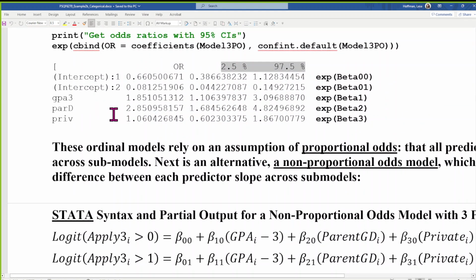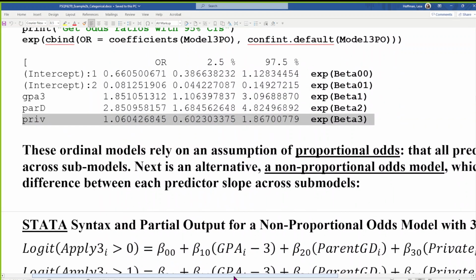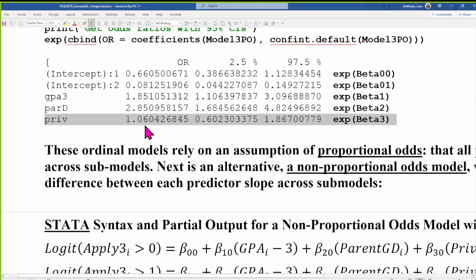So for instance, the last one here, the effect of being in a private college has an odds ratio of 1.06. The fact that this confidence interval overlaps 1 makes it non-significant. In logits, if the confidence interval overlaps 0, it's non-significant. But in odds ratios, if it overlaps 1, it's non-significant. So you can choose to augment your effect size with a measure of variability around it. And there's various ways to do that as well.